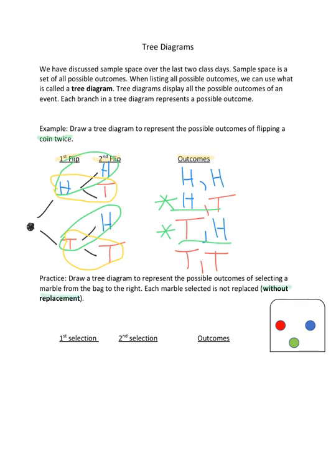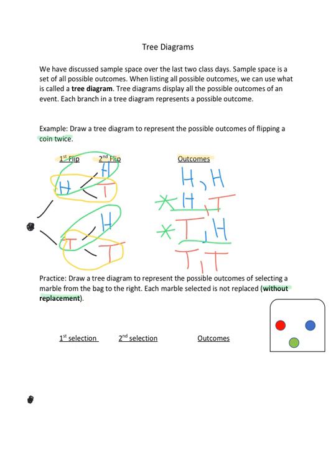Now, without replacement means if we select a marble, for instance, if I select a red marble, on that second selection there's only two marbles left, green and blue. So without replacement means we're not selecting a marble and then putting it back in the bag. We're selecting a marble and it's coming out of the bag. Now we're going to start our tree diagram, and if you want to take a second and pause the video and set up your tree diagram, feel free to do so.